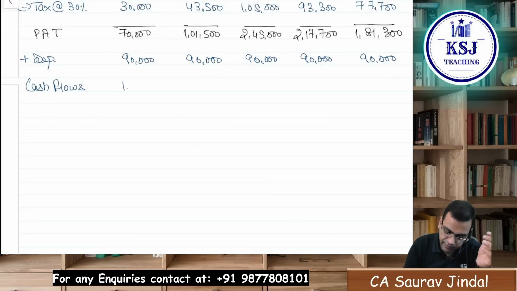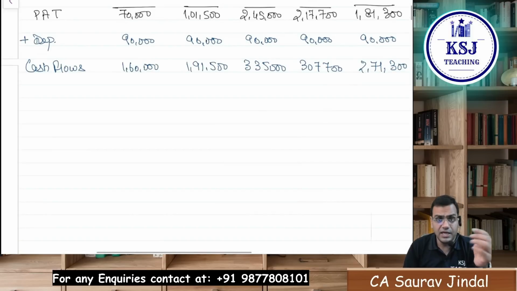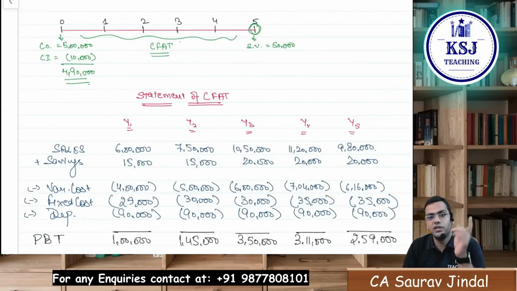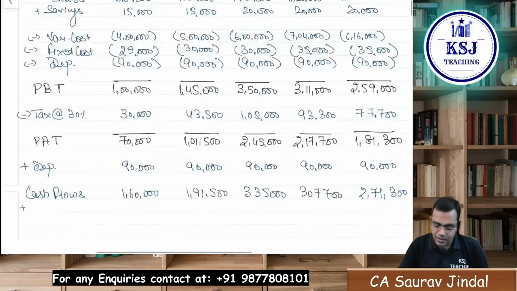How much? 1,60,000, 1,91,500, 3,35,000. Then we have 3,07,700. Then we have 2,71,300. Plus there is one more cash flow in the year number 5. Which one, sir? Can you tell me which one is the cash flow in the year number 5? Yes, sir. This salvage value of 50,000. This will be my cash inflow in the year number 5.